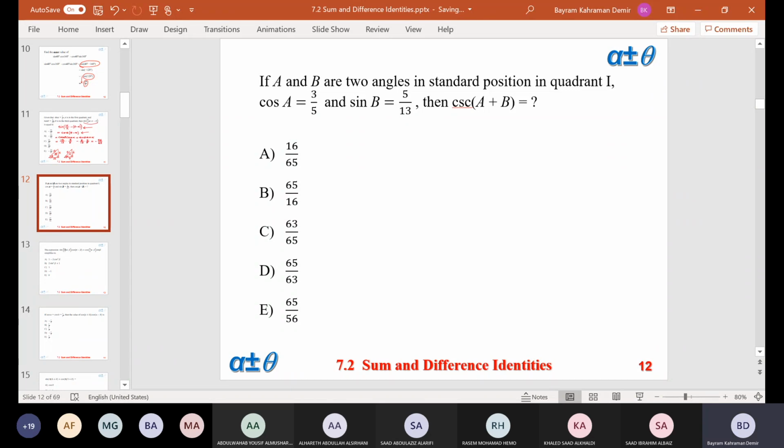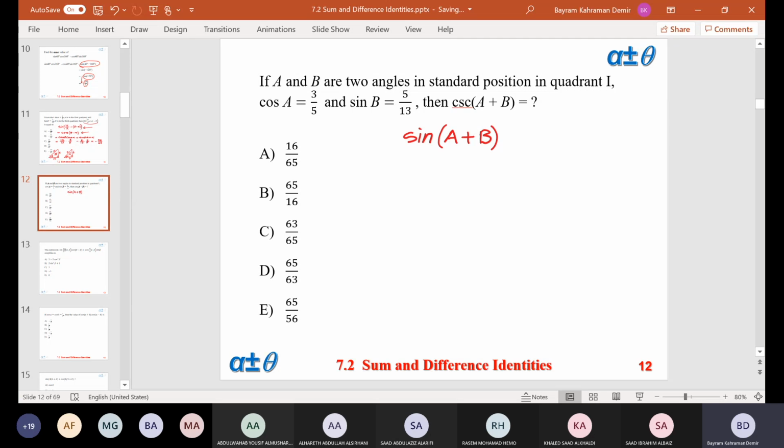Well, almost the same question, but this is even easier. They are asking for the cosecant. For the cosecant, you just need to calculate sine first, right? Sine of A plus B. First calculate sine of A plus B, and then after that you flip it over and calculate the cosecant. And A and B are two angles in standard position in the first quadrant.